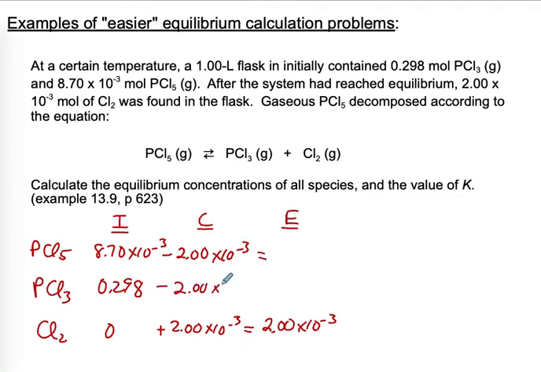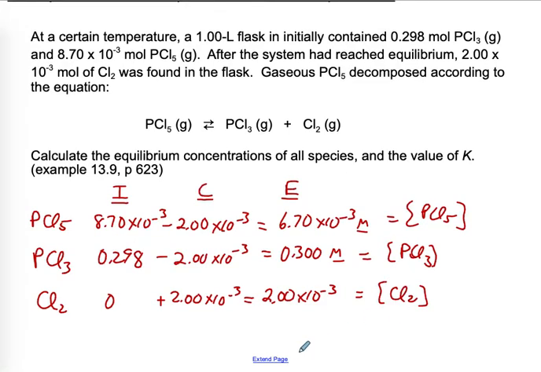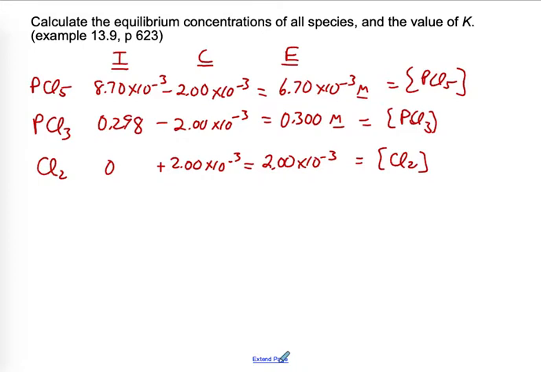Were they not 1-to-1 mole ratios, you would simply use mole ratios. This gives me now 6.0 times 10 to the negative third moles per liter as my equilibrium concentration of phosphorus pentachloride. This gives me 0.300 molar as my equilibrium concentration of phosphorus trichloride. And this obviously gives me 2.00 times 10 to the negative third molar as my equilibrium concentration of chlorine. So we will then simply take these equilibrium concentrations and plug them into the K expression.